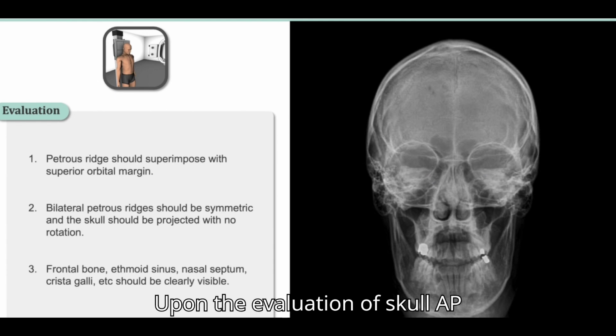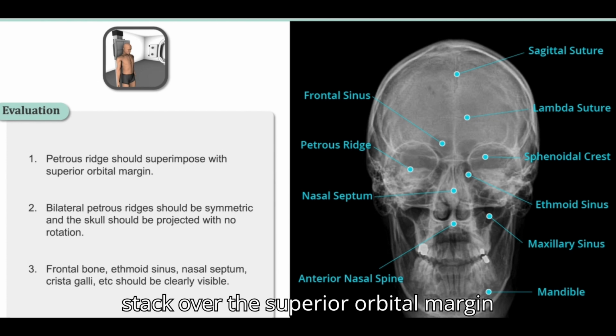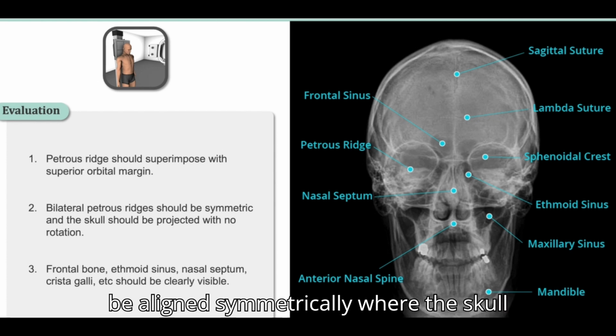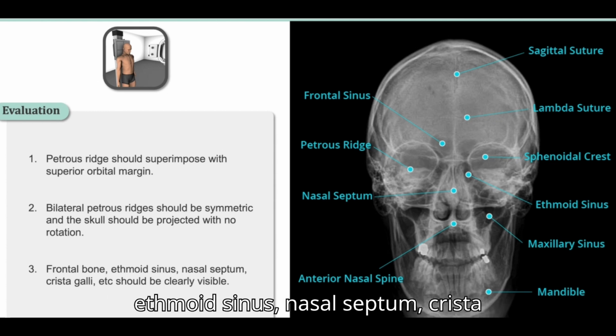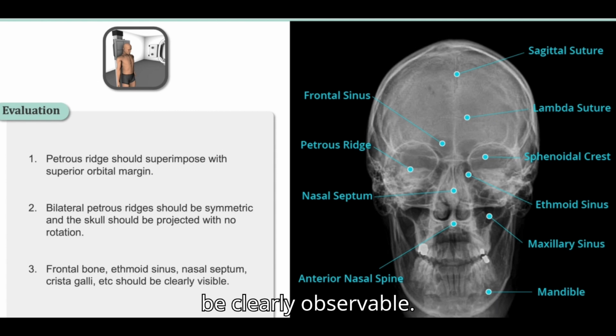Upon the evaluation of skull AP projection, the petrous ridge should stack over the superior orbital margin, and the bilateral petrous ridges should be aligned symmetrically, where the skull should not be rotated. Frontal bone, ethmoid sinus, nasal septum, crista galli, and other facial structures should be clearly observable.